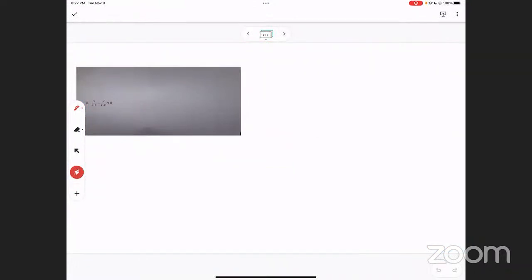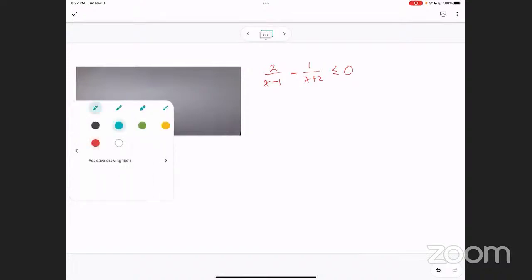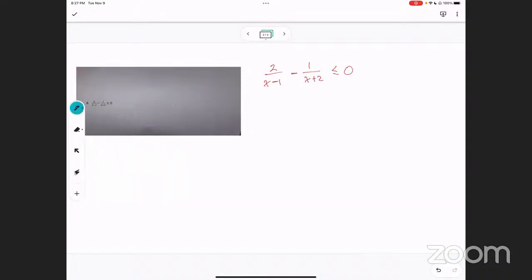All right, this is a different kind of problem. For this one, I'll write it over here. It says 2 over x minus 1 minus 1 over x plus 2 is less than or equal to 0. For a problem like this, we first have to combine it into one big fraction. You remember how to do that? Yeah, you're going to have to get a common denominator. So what am I going to have to multiply this first term by?